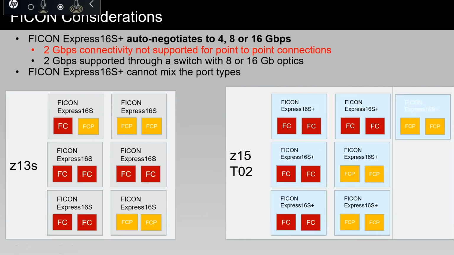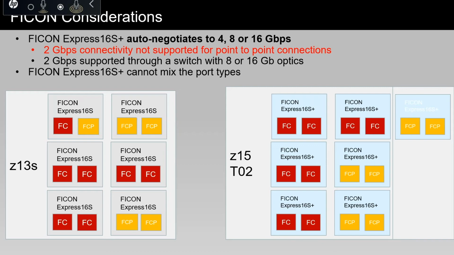FICON considerations. The FICON on these are the FICON Express 16S Plus. They'll auto negotiate to 4, 8, or 16 gigabytes per second. 2 gigabyte connectivity or 1 gigabyte per second connectivity is not supported for point-to-point connections, but the 2 gigabyte is supported through a switch with 8 or 16 gigabyte optics.